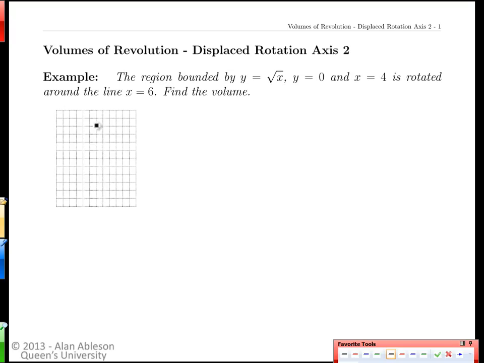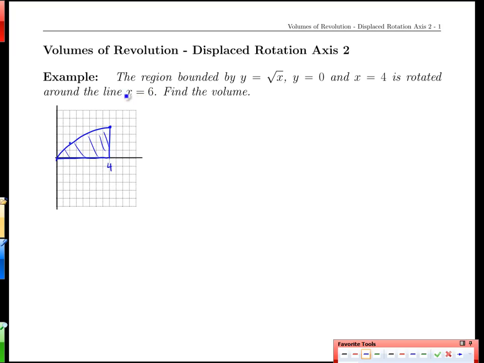We consider our example here again of the region bounded by root x, 0, and x equals 4. Let's sketch this out a little differently actually. Here we go. 1, 2, 3, there's 4. So we have our region bounded by y equals 0, bounded by x equals 4. That's our region. This time we're going to rotate around the line x equals 6.